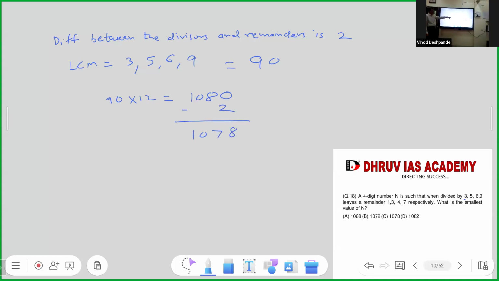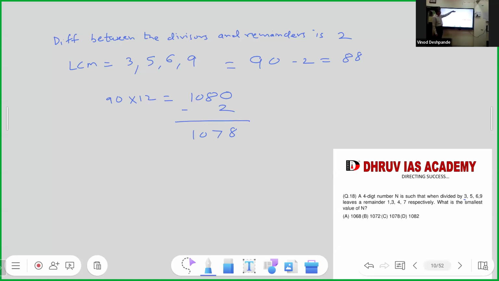Okay. See why we have to subtract 2? Because the difference between the divisors and remainder is always 2. Just take this simple case 90. If you subtract 2 from this, say 90 minus 2, that is 88. Now if you divide this by 3, 29 3s are 87, so remainder is 1. Then if you divide it by 5, 17 5s are 85, the remainder is 3 as given. If you divide it by 6, 14 6s are 84, the remainder is 4. And if you divide it by 9, 9 9s are 81, so remainder is 7.